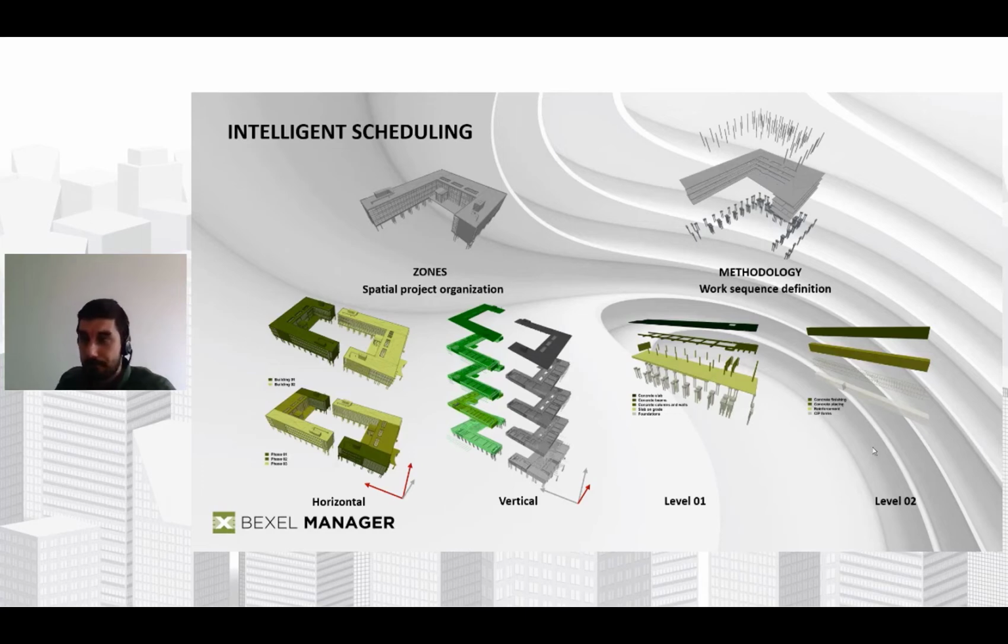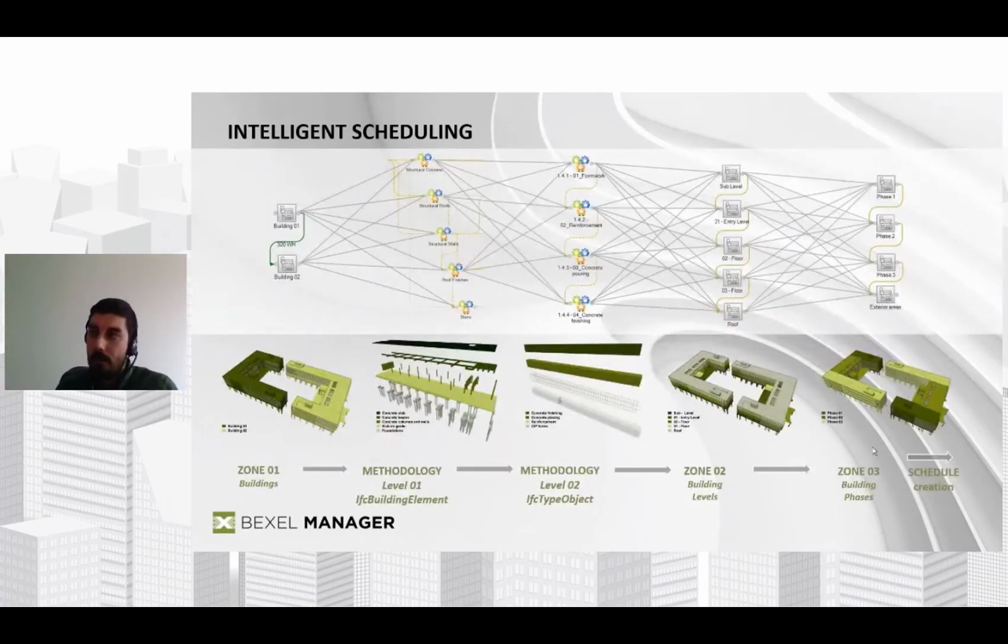So after you define as a user all of these levels of organization, you just combine them in what we call a creation template, and then the software itself goes through these organizational levels that the user defined and creates the schedule structure itself. So all the tasks and all the relationships by itself.